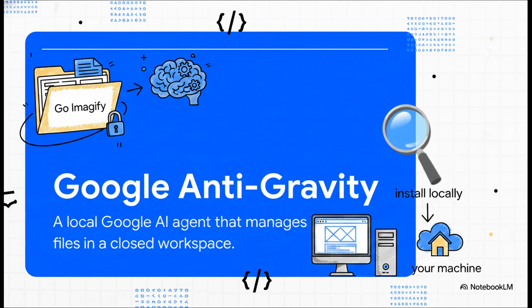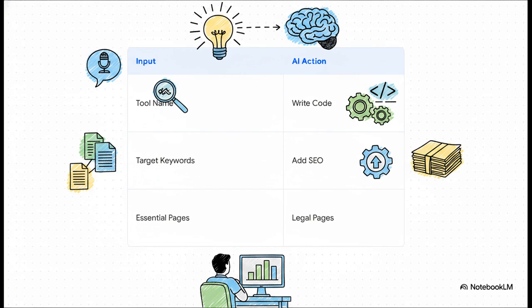Basically, it's like giving the AI its own private little office. It now has the power to create, edit, and manage all the coding files right inside that folder without ever touching the rest of your system. This is where your role completely shifts from being a creator to being the manager. The real secret sauce here is your prompt. As you can see, your only job is to hand over the parameters. Give it the tool's name, target keywords for SEO like free image compressor, and tell it what pages you need. You literally just ask it for essential pages like privacy policies, contact, and an about page.